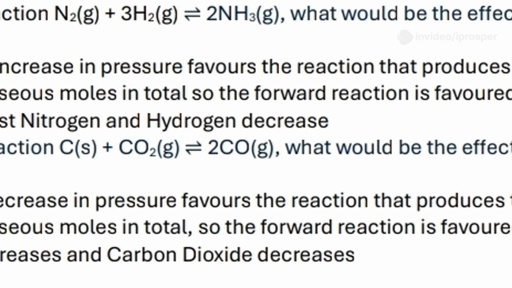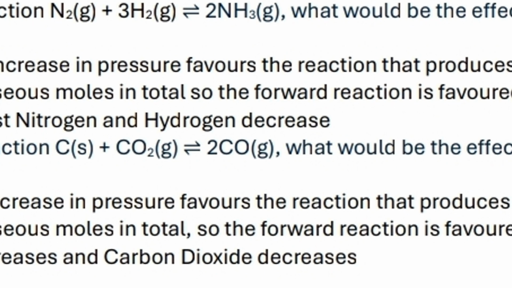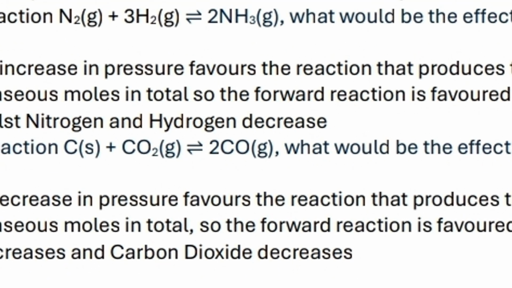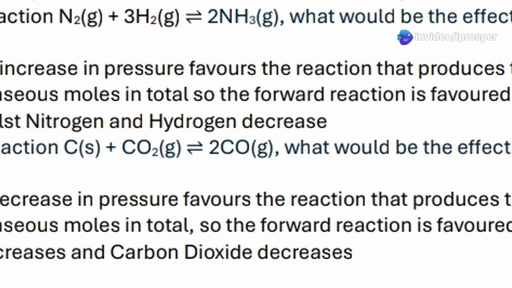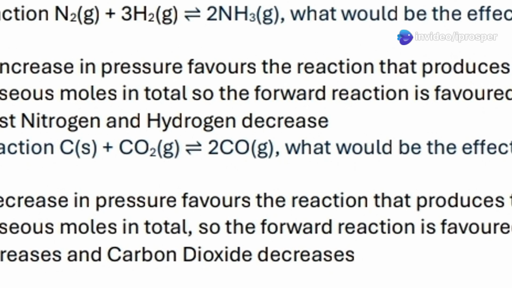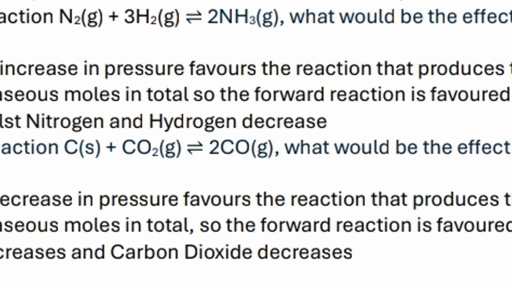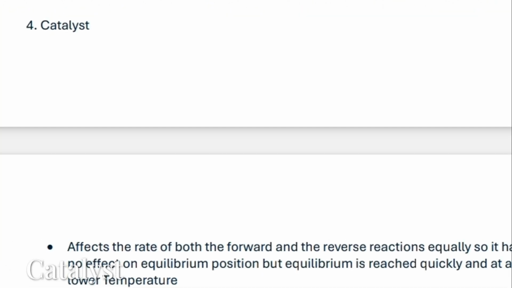For the reaction C solid plus CO2 gas in equilibrium with 2CO gas, what would be the effect of a decrease in pressure? A decrease in pressure favors the reaction that produces the higher number of gaseous moles in total, so the forward reaction is favored. Carbon monoxide increases and carbon dioxide decreases.